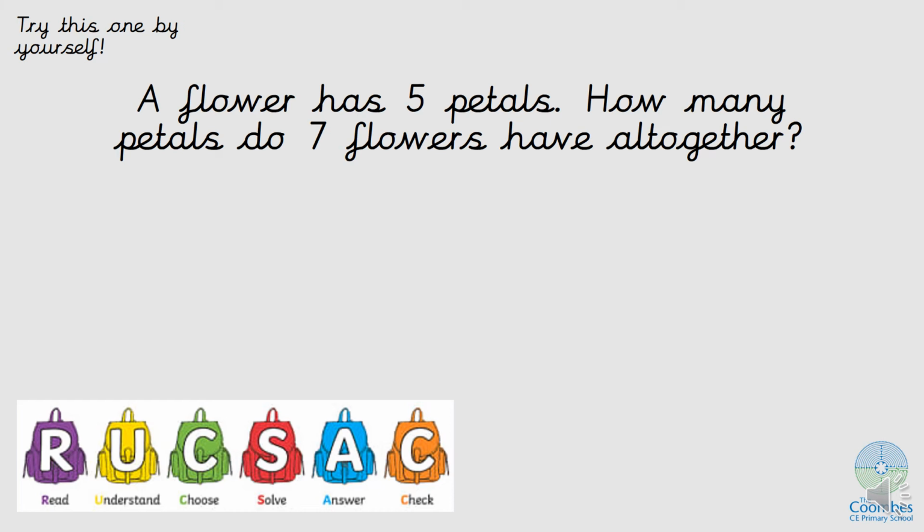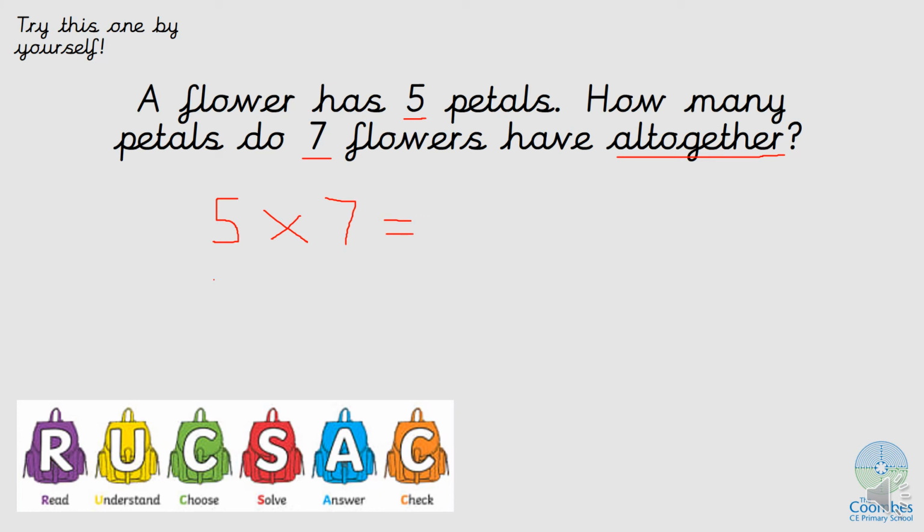Okay, I hope you had a really good go at that. Let's do it together to check you got it right. This will be your checking stage. So, a flower has 5 petals, so that's some important information. How many do 7 flowers have all together? So, I need to do 5 groups of 7 equals, or if you put 7 groups of 5, that's absolutely fine.